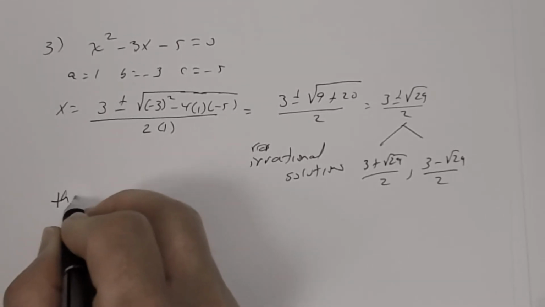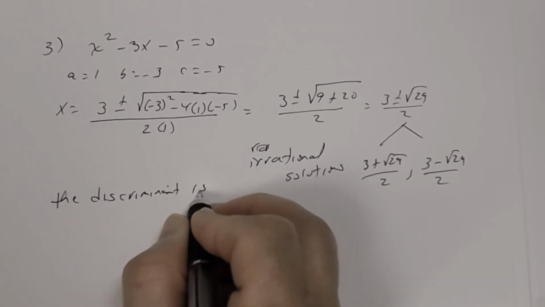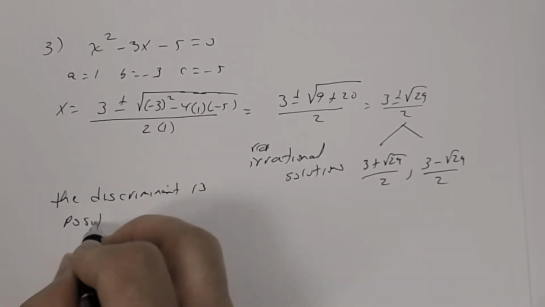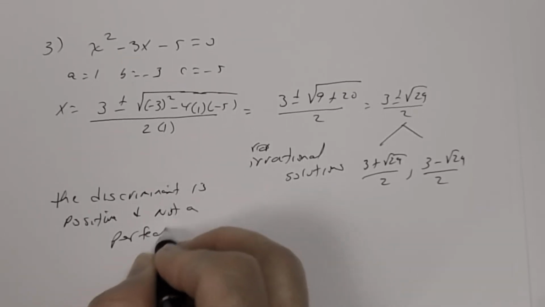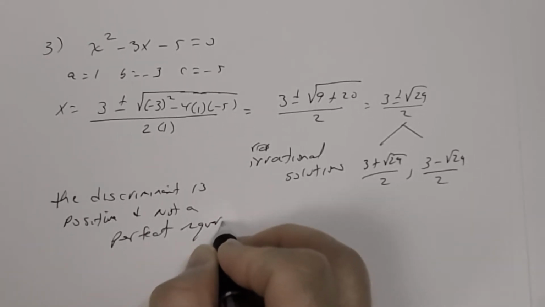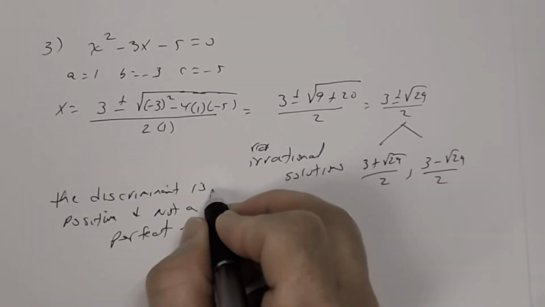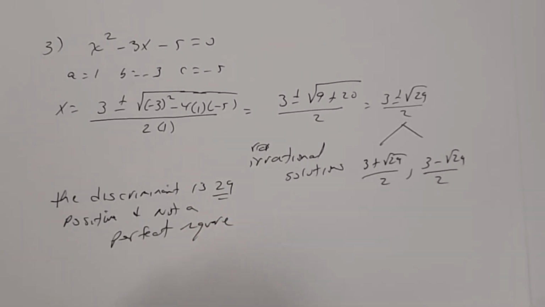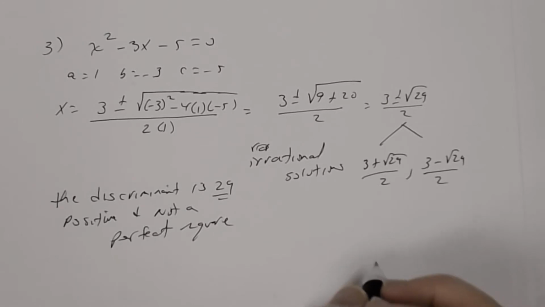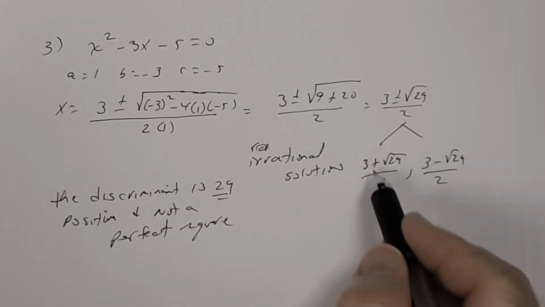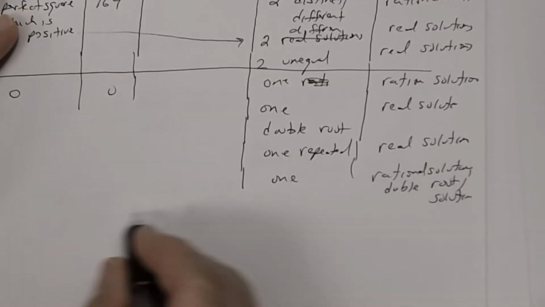Okay? So here's the point. The discriminant is positive and not a perfect square. So the discriminant, which is 29, is positive and not a perfect square. Okay, so what that means is this.